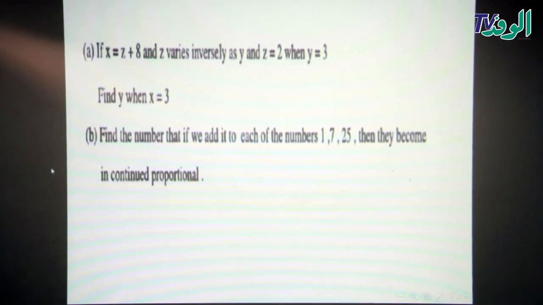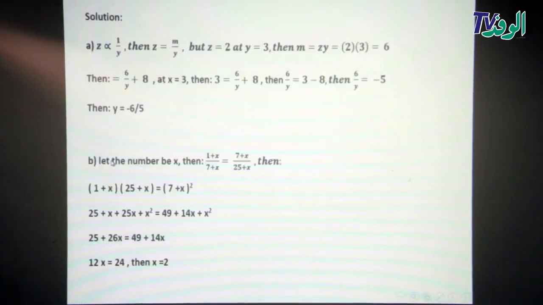Okay. Number B. Find the number that if we add it to each of the numbers 1, 7, 25, then they become continued proportional. We say let the number be x. Then we add it to 1, then to 7, then to 25. Because of continued proportional, 7 plus x is the end of the first ratio and the start of the second ratio. So I have 1 plus x over 7 plus x equals 7 plus x over 25 plus x.